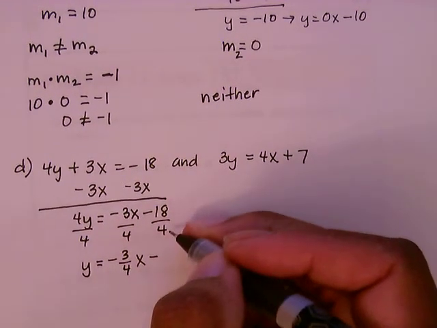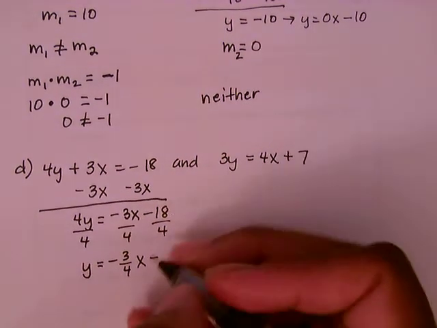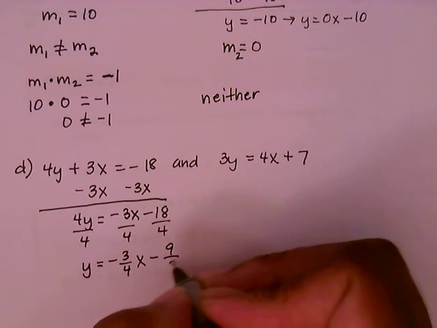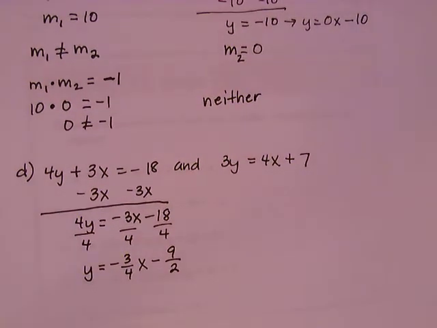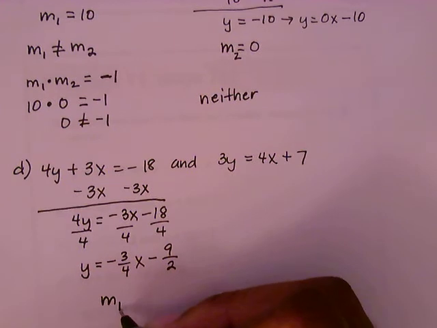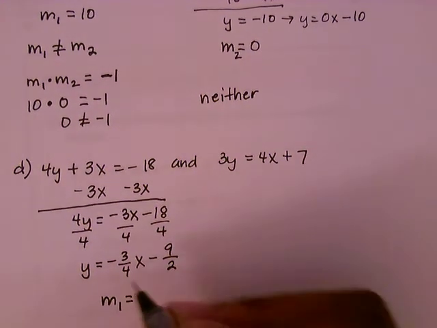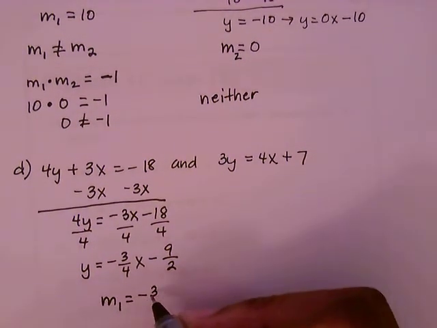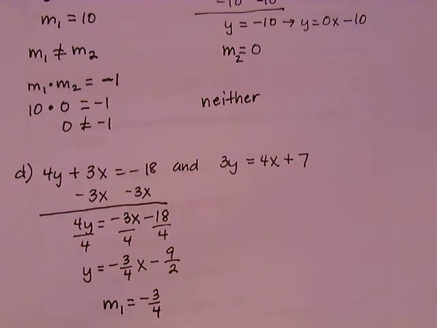I can reduce that by dividing the numerator and the denominator by 2. So 2 goes into 18 9 times, and 2 goes into 4 2 times. So I got y equals negative 3/4 x minus 9/2. So here, the slope of the first equation is the coefficient of x, negative 3/4.